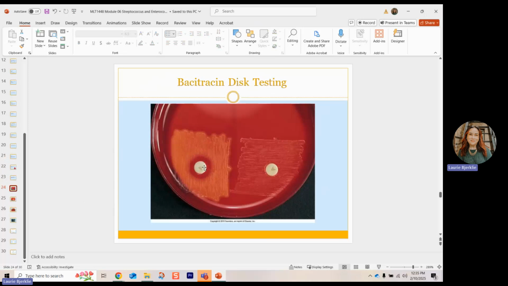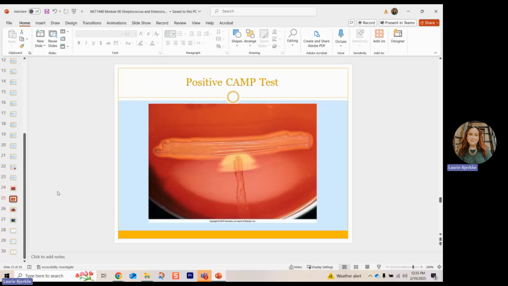So strep pyogenes is very much bacitracin susceptible. Strep agalactiae is bacitracin resistant. So you can see how that test alone helps separate which beta hemolytic strep you might have. There is a CAMP test you can run.